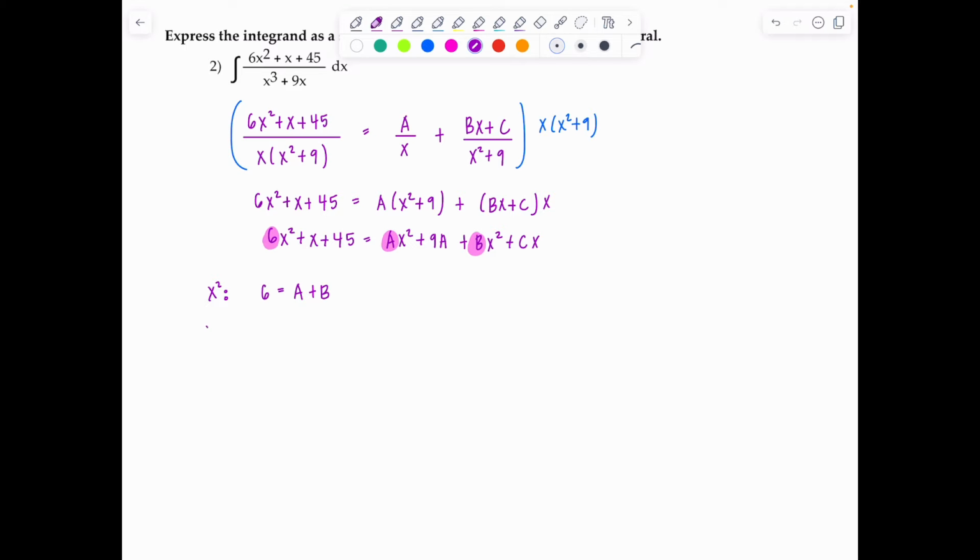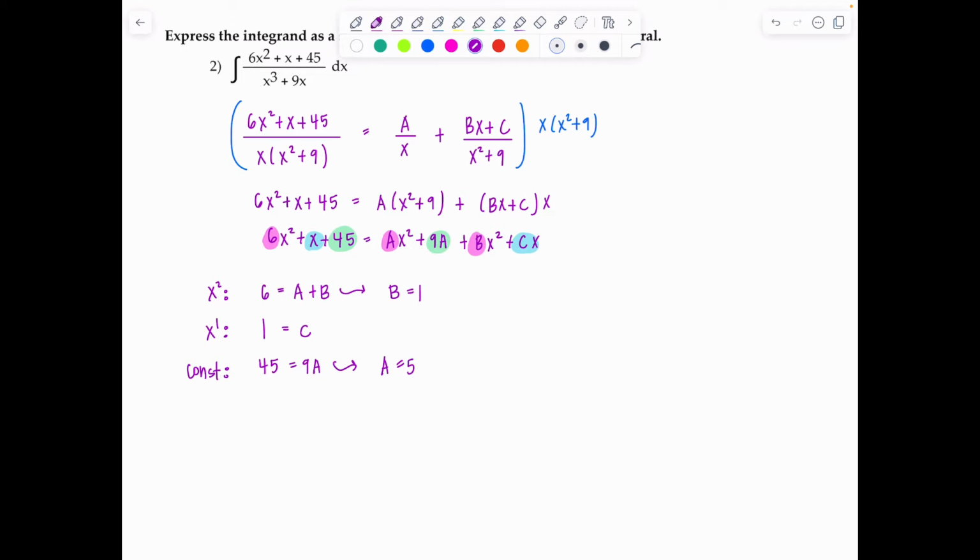Then keep going. So x to the first: the coefficient of x to the first on the left-hand side is just 1, and all I have is Cx on the right-hand side. So that means 1 has to equal C. Okay. And then lastly, our constants, or x to the 0. What do we have going on here? We have 45 equals 9A. I already know C is 1. This tells me now that A is 5. And if A is 5 and I go back to this first equation, then that means B has to be 1. So now I've solved for all my constants.